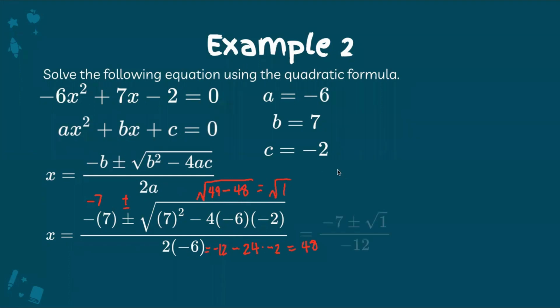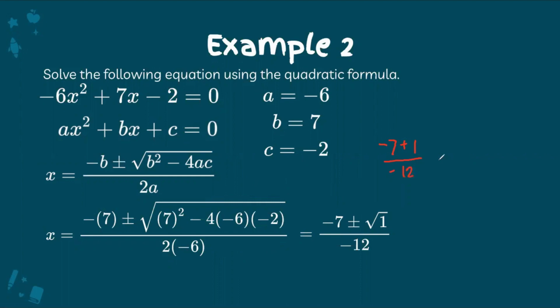So our simplified equation would be -7 plus or minus square root 1 over -12. In this case, square root 1 would just simplify to 1. So you would have -7 plus or minus 1 over -12. And now you can go ahead and evaluate this. In this case, -7 plus 1 over -12 would equal -6 over -12. And that would simplify to +1 over 2, since the negatives would cancel out.